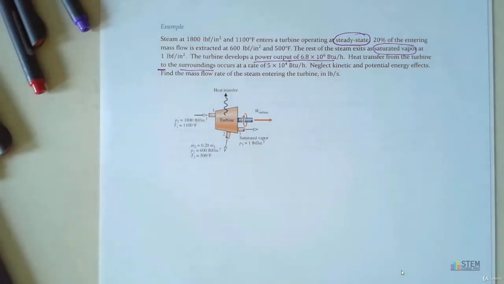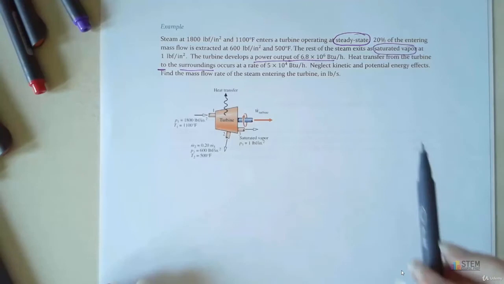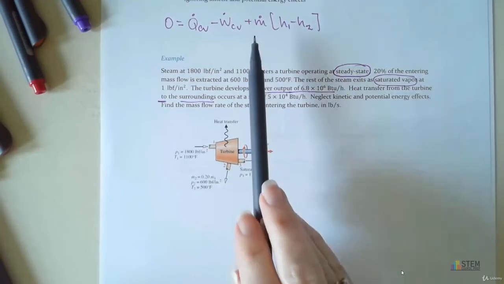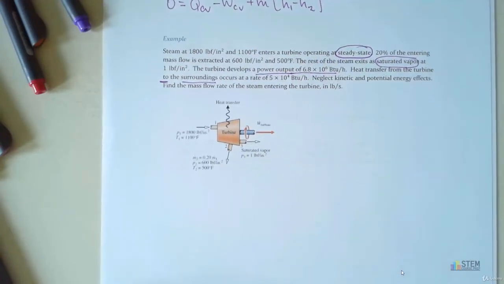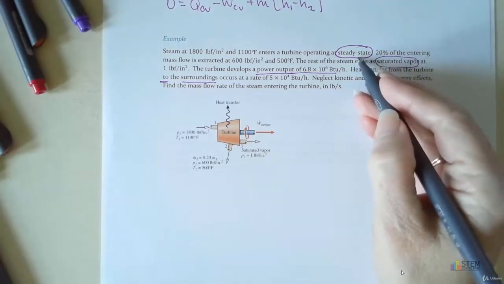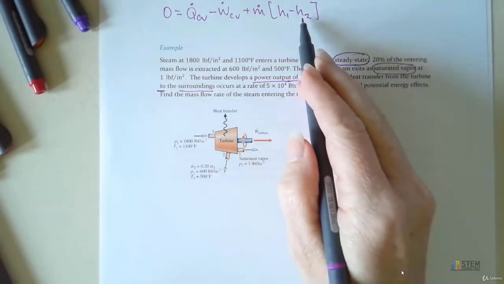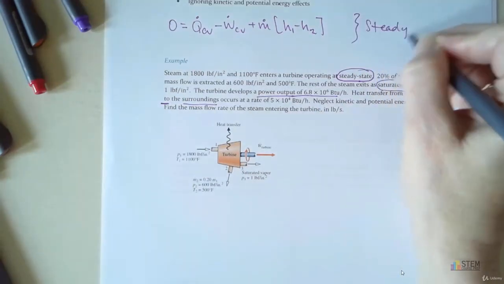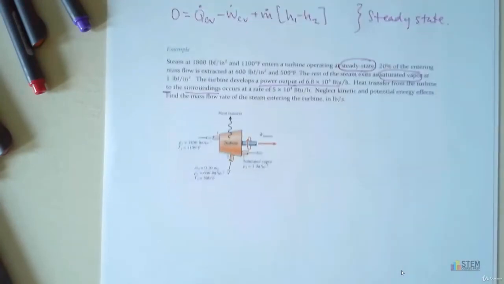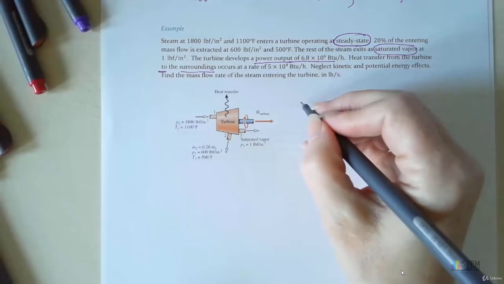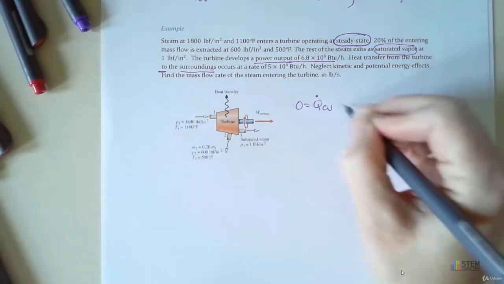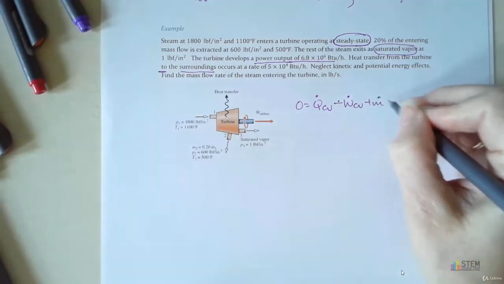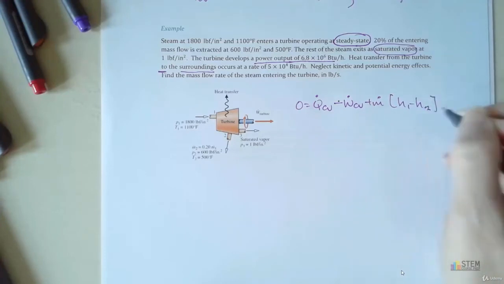Now let's go ahead and get started. On this one, we're going to neglect kinetic and potential energy effects. So let's write down this equation, because that's going to be the equation we will use, because again, this is steady state. This one is assuming steady state conditions. Our equation will be 0 equals Q_CV dot minus W_CV dot plus m dot times (h1 minus h2).